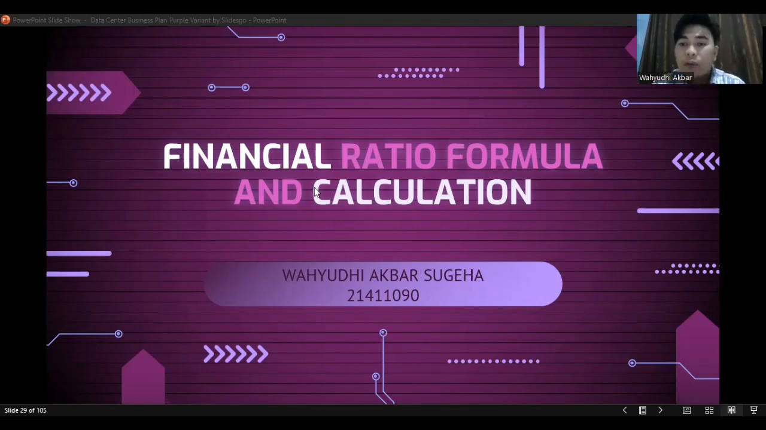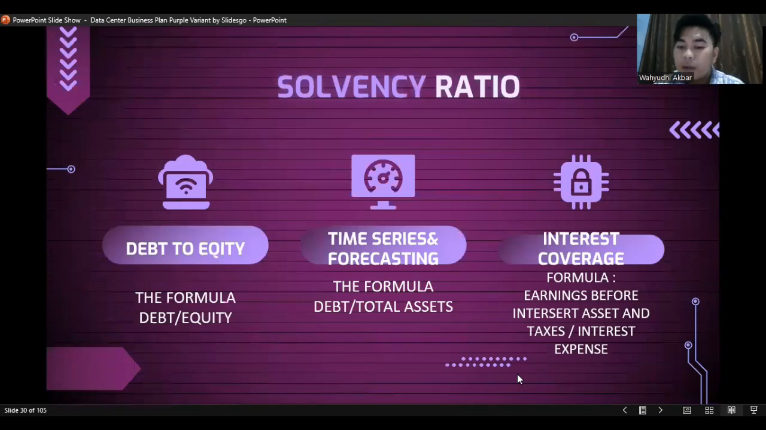Right now, I will explain about financial ratio formula and calculation. The first one, solvency ratio, is one of the financial ratios used to measure the ability of a company or entity to meet their financial obligations. The solvency ratio provides an overview of the extent to which the company is able to pay its debt and survive in the long term.